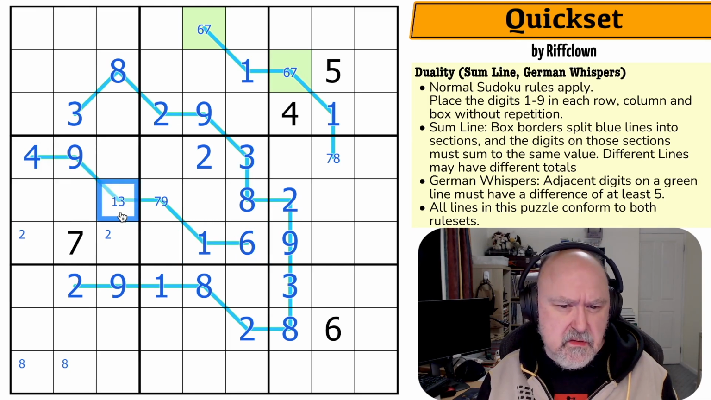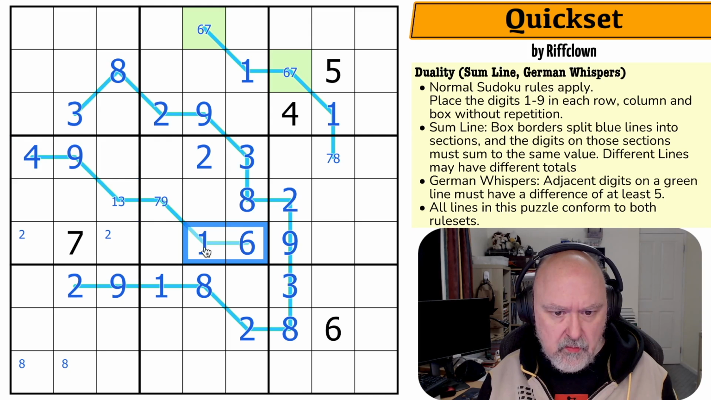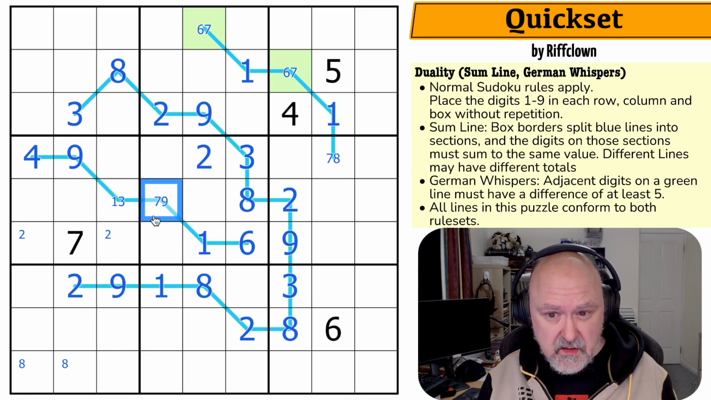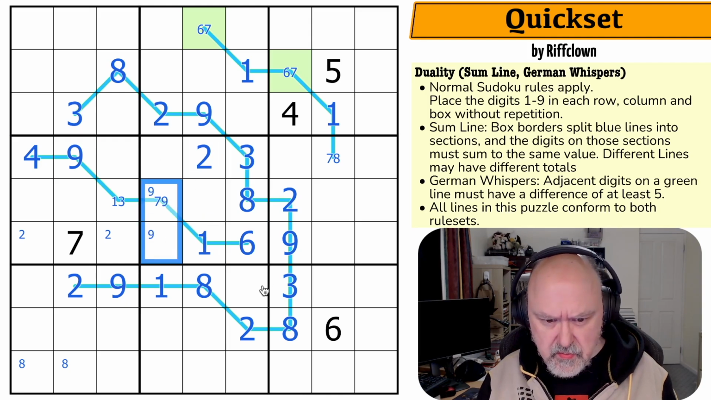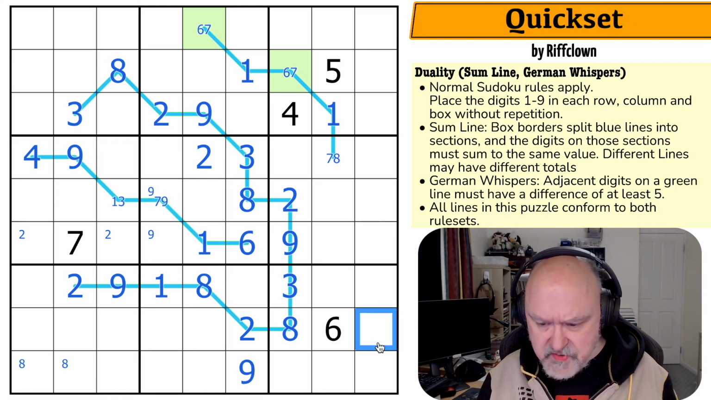So if this was 13 plus 3, that'd be 16, that would be a 9. If this is 13 plus 1, that'd be 14, and that'd be a 7. This still works either way. Am I wrong about that? 9 is in one of those two, which puts 9 here, which puts 9 here. By Sudoku, there's the 9s all over the place.